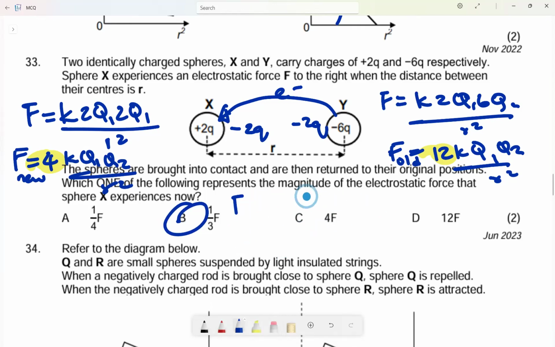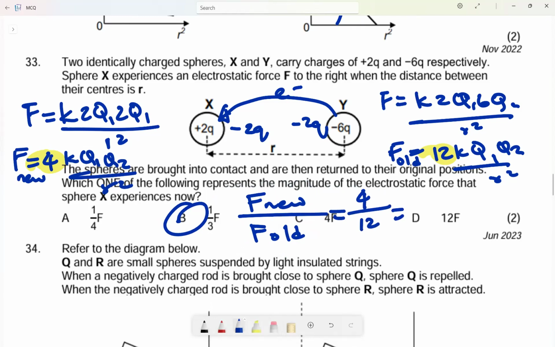Or you can say, let me have force new, because I want to know the magnitude of force new divided by force old. Do you agree with me that k, Q1, Q2 is the same, divided by R squared is the same? What will differ is the number. The force new is how much? It is 4. Therefore, the force old is how much? It is 12. What is 4 divided by 12? It is 1 divided by 3. Therefore, they differ by a scale of 1/3. So the most correct answer is B in that particular case.